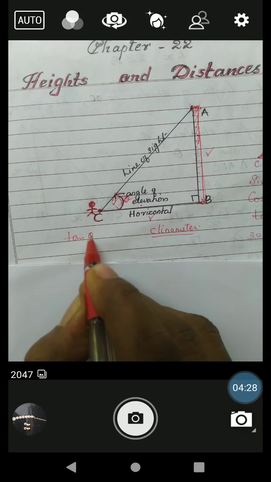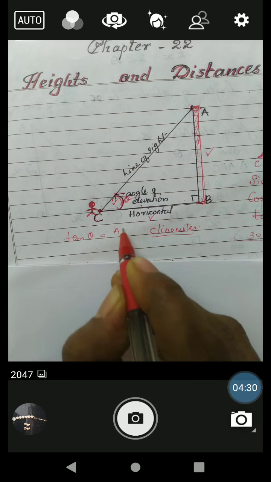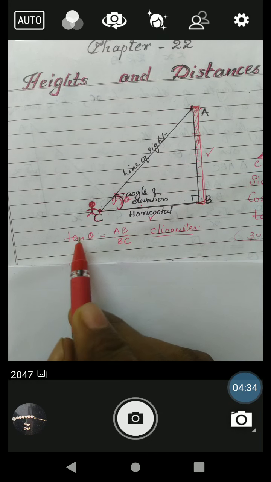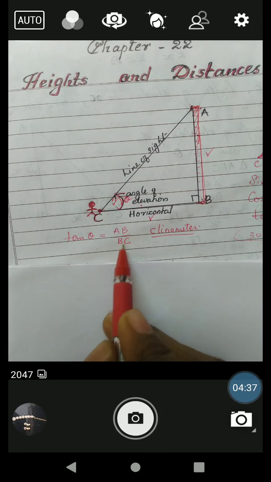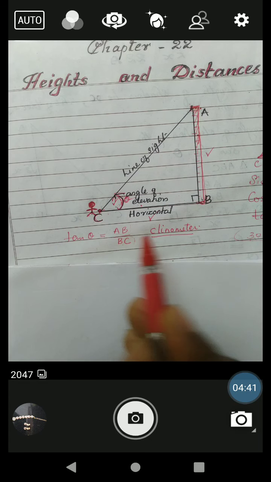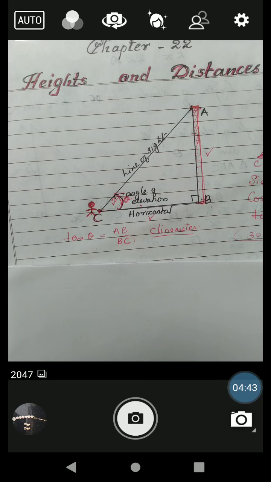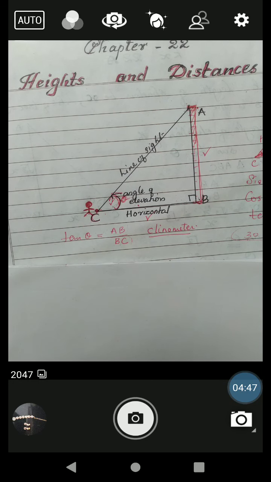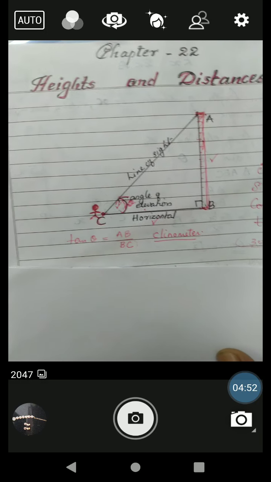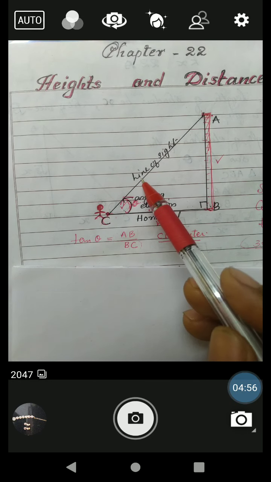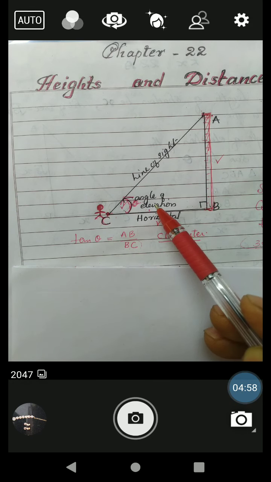Tan theta is equal to AB by BC. Suppose tan 30, that value we know, and BC also we know. Then we can easily find the height of the tower. This technique we can use for finding the height of a tower, a tree, etc. Is it interesting? So that is the line of sight and the angle of elevation.